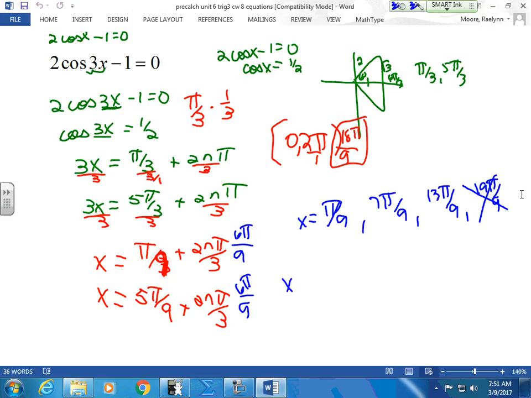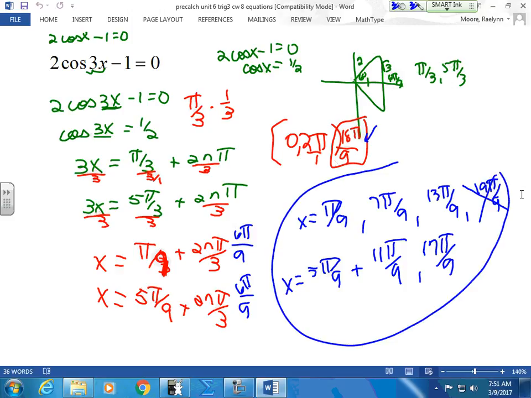I do the same here. I start with 5 pi over 9. I add 6. I add 6. If I add 6 again, aren't I past my 18 pi over 9? I only want to go to 2 pi. So now, did I have triple the amount of angles here? Yeah, I triple the amount of angles. That's the only difference. We're going to solve it the same exact way.